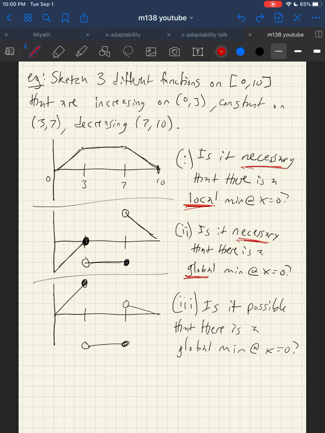So is it necessary that there's a local min here? The answer is yes. Is it necessary there's a global min? The answer is no. Now, is it possible that there's a global min? And the answer is yes, because look at this one. This point has a global min. So the answer is yes.